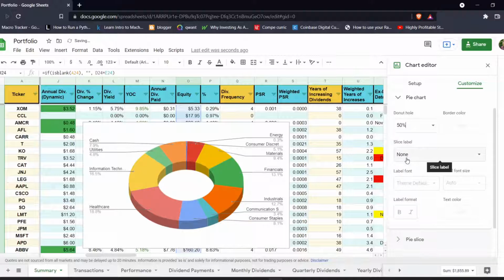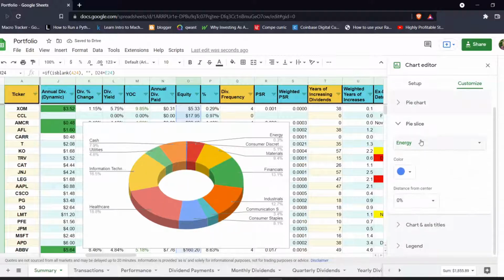I like the 50%. I think that looks the best. And then you can give each slice labels, something like that. But it doesn't really show up on the smaller ones, so I just kind of leave those off since it has these little tags anyway. And then you can change the actual color of each slice individually, which I think is kind of cool.